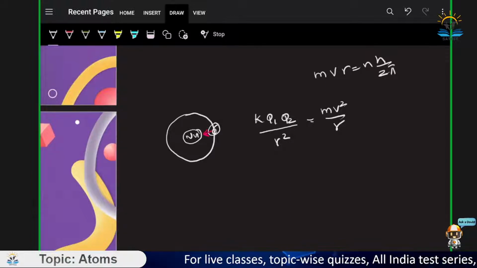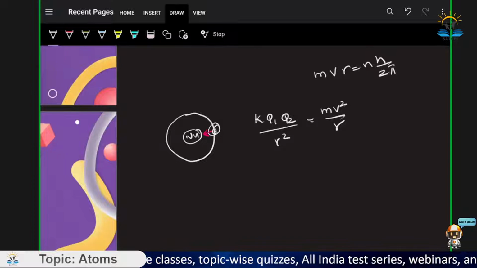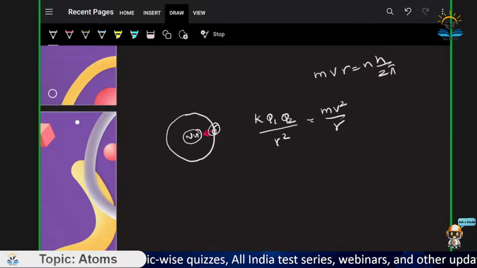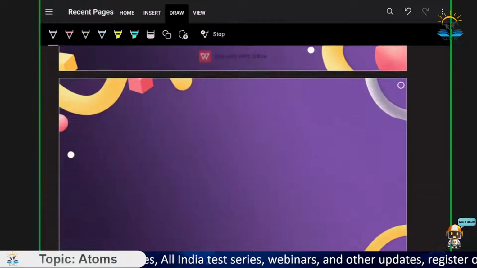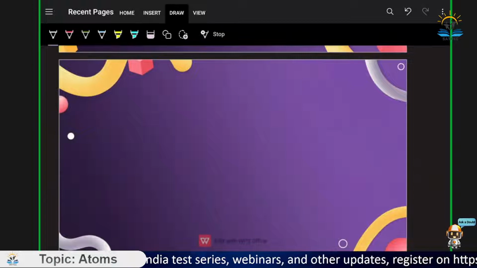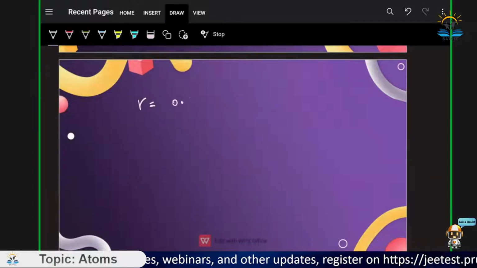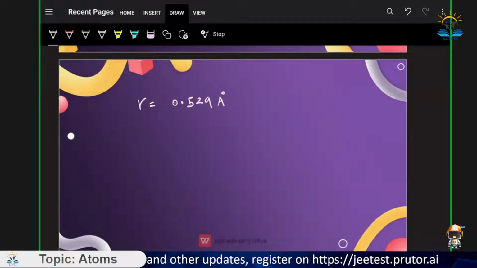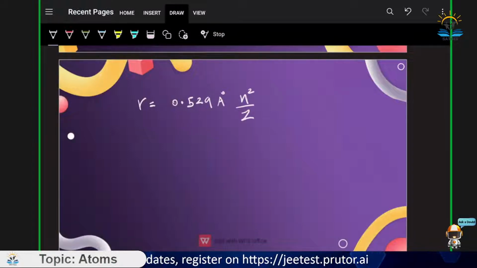From these equations, when we solve them, we will get an equation for radius and an equation for velocity. I'm not getting into those derivations, so let me simply write those equations. The first one, very important: radius equal to 0.529 angstrom n square by z. This is the first equation for radius.